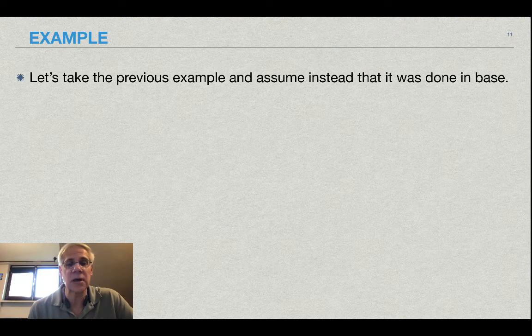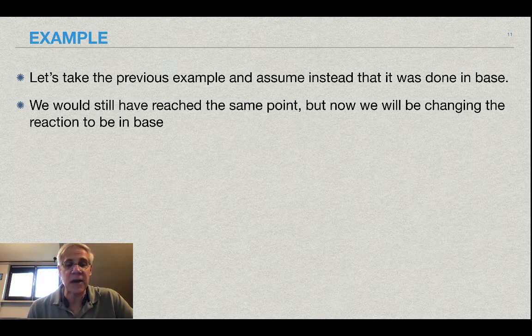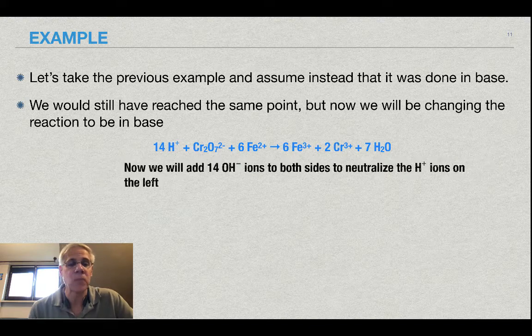So let's take a look at an example. We're going to just look at the previous reaction that we just balanced and say, rather than balance it in acid, let's balance it in base. We still would have reached the exact same point that we did in the previous example, because the first thing we always do is to balance it as if it were an acid, but now we're going to change it to be in base. So this is my balanced reaction in acid, the one that we just did. Now we have 14 H pluses on the reactant side. That means I need to add 14 OH minus ions to both sides.